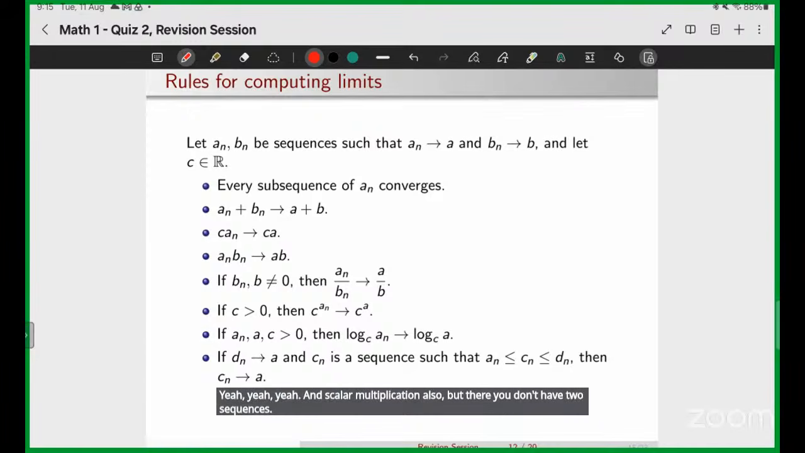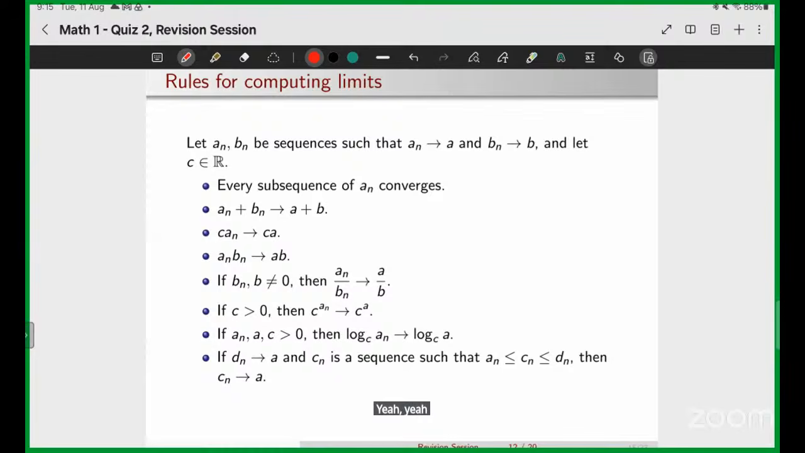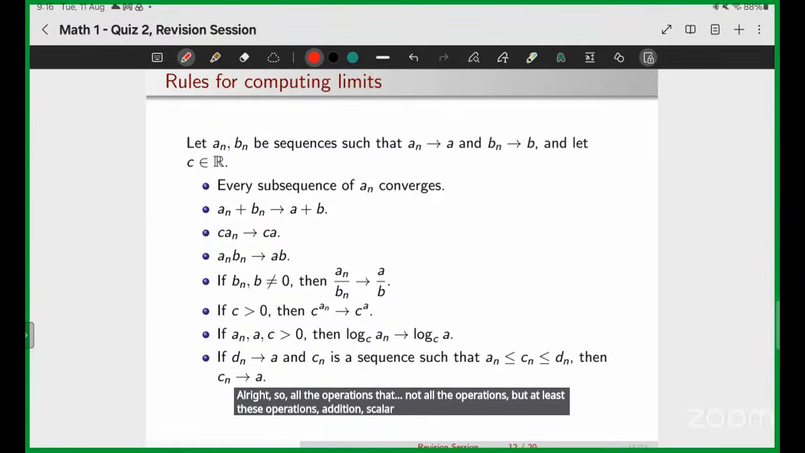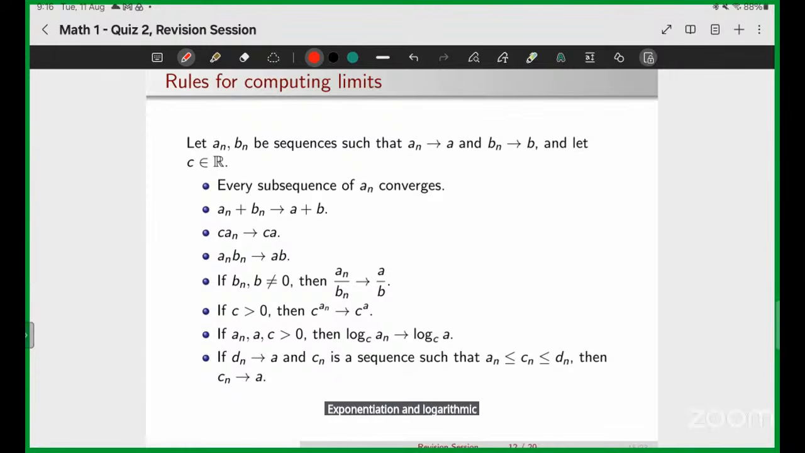You can think of this as a special case of an and bn equal to ab, because you can take bn to be the constant sequence c. So this is actually a particular case of this. All the operations, or at least these operations: addition, scalar multiplication, multiplication of sequences, quotients, exponentiation, and logarithm, are well behaved for sequences.